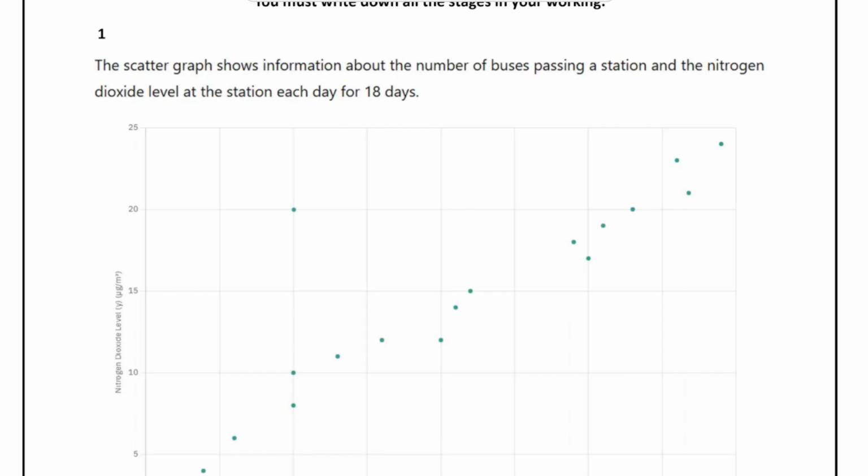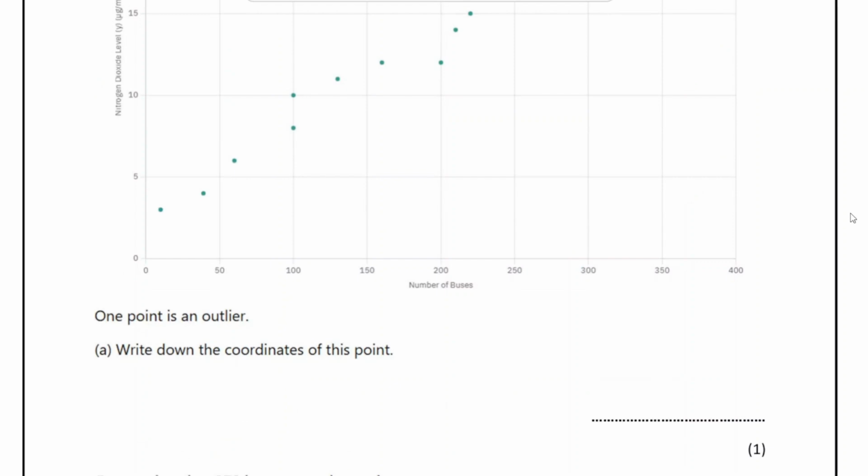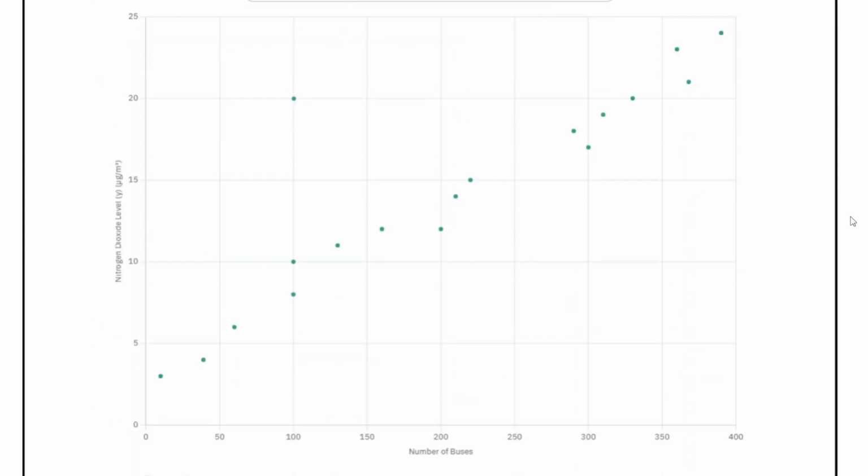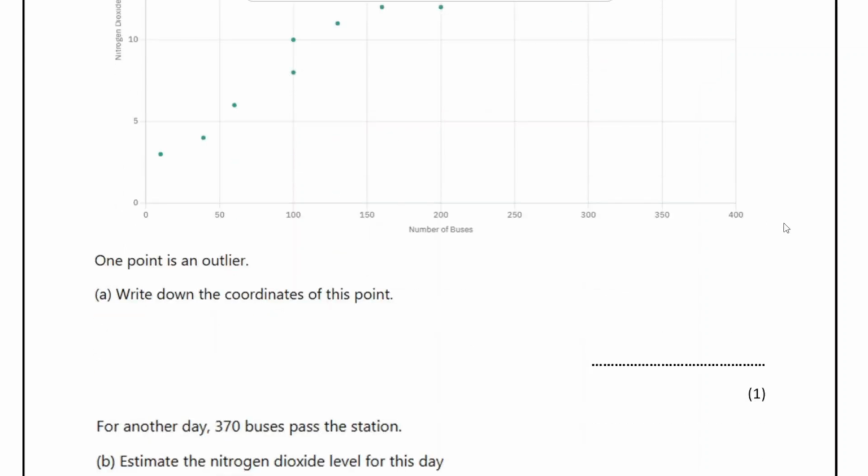Question 1, we have a scatter graph which shows the number of buses passing the station for 18 days. And for part A, we need to write down the coordinates of the outlier. So we can see very clearly from the graph, the outlier is this point here, which is 120.